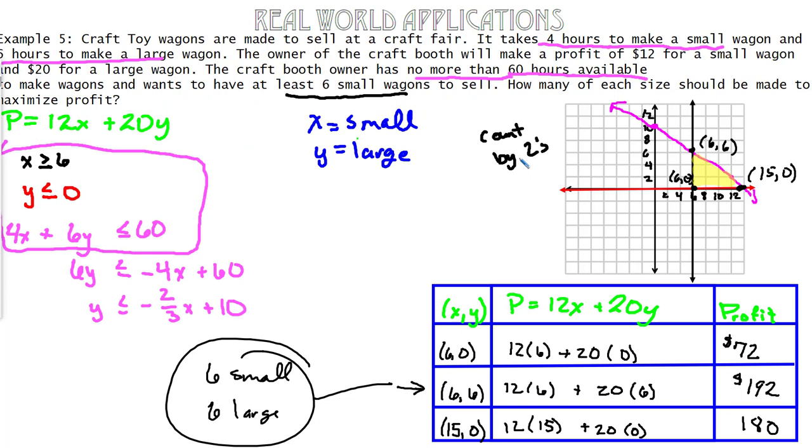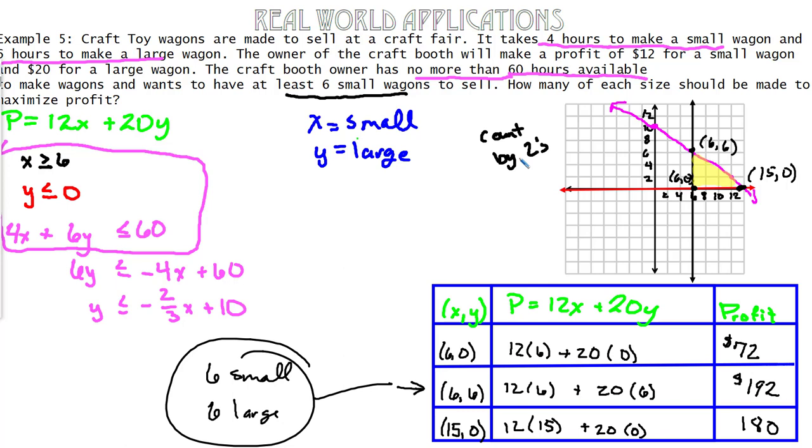So on this one, you should have come up with your equations being your profit equation of 12x plus 20y, because it costs $12 for every small and $20 for every large. He has a maximum amount of time available, which is 60 hours, because it takes 4 hours for a small and 6 hours for a large. So 4x plus 6y is less than or equal to 60.